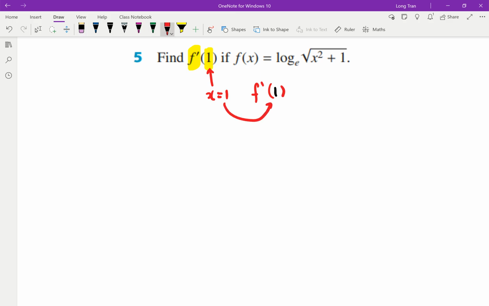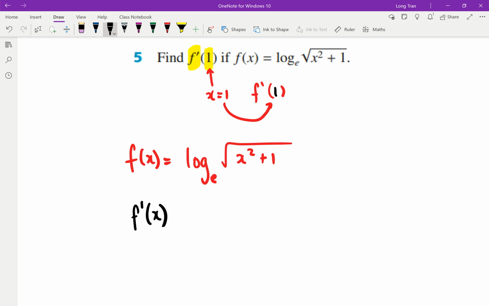So first we need to find the derivative. Now we have the function, which is given here, f of x is equal to log e of the square root of x squared plus 1. Our job now is to find the derivative. If you looked at my video for question 2e, which is now being uploaded, then you will understand what I mean by using double chain rule.